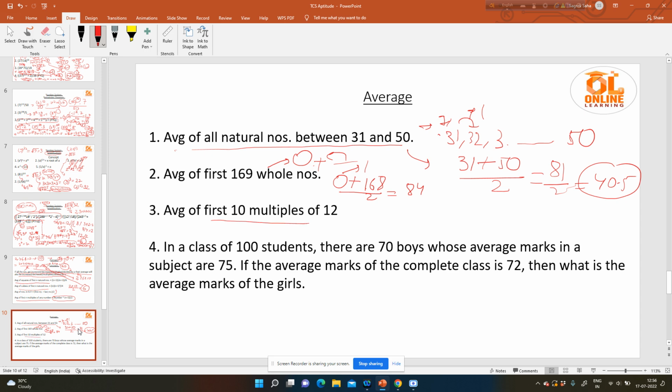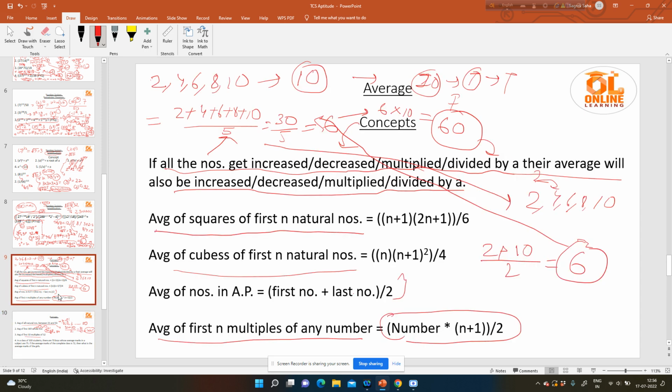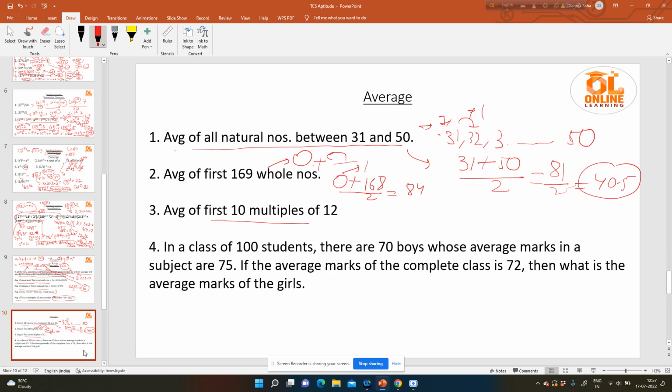Okay, now average of first 10 multiples of 12. To do it, we have to use the previous formula we have, that is number into (n plus 1) by 2. We will apply this formula here: the number is 12, n plus 1 is 10 plus 1, that is 11, by 2.